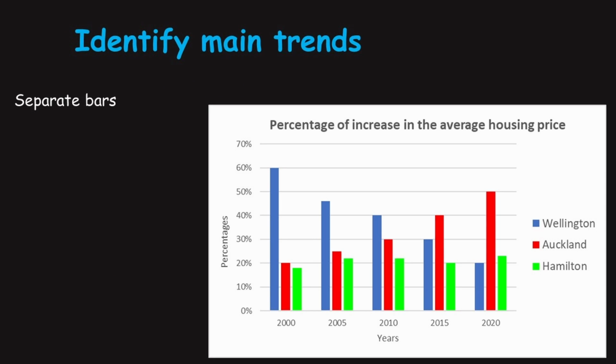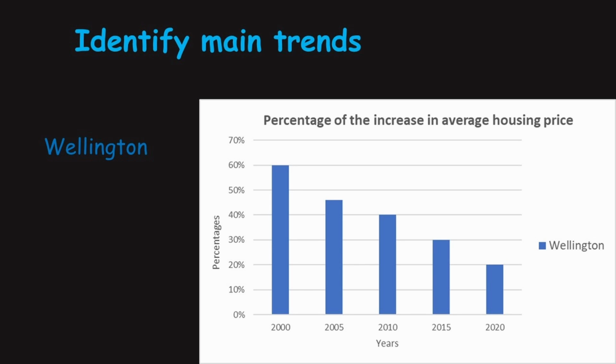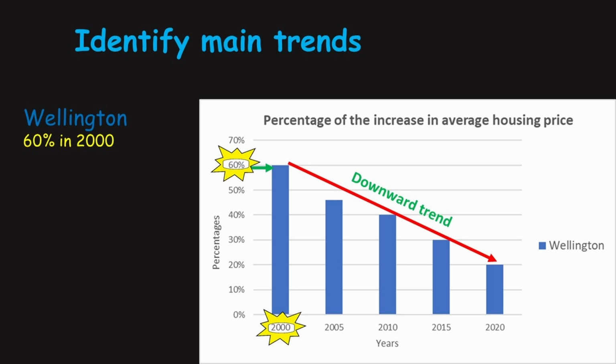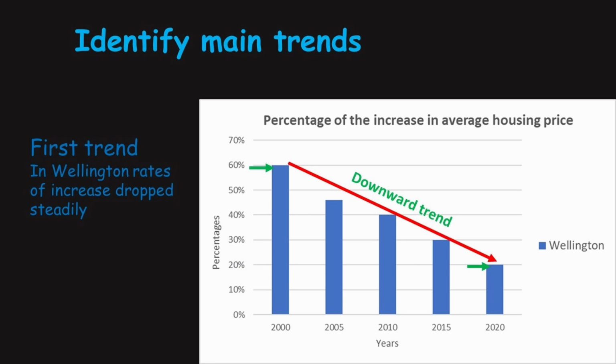Looking at this bar chart, we need to visually separate the bars with the same colors. Straight after the separation, we can see the blue bars that describe the trend of Wellington. It is obvious that Wellington experienced a downward trend. Starting at 60% in 2000, Wellington's rates of increase dropped steadily over the period and reached 20% in 2020. This is our first trend. Wellington's rates of increase drop steadily.